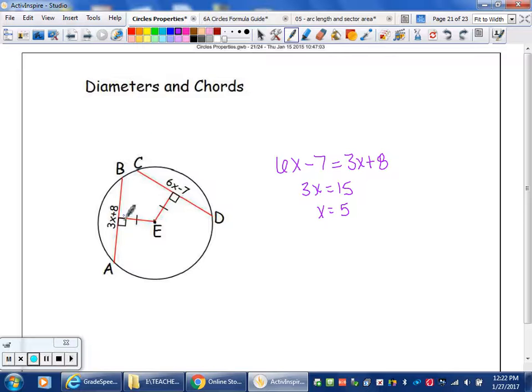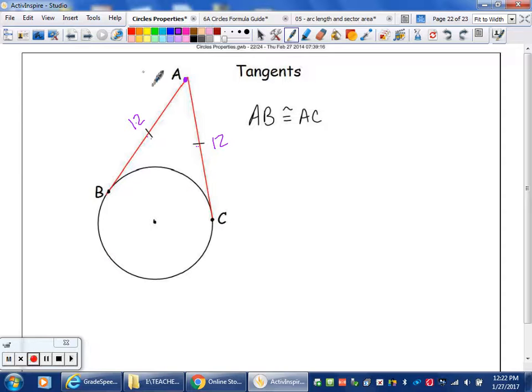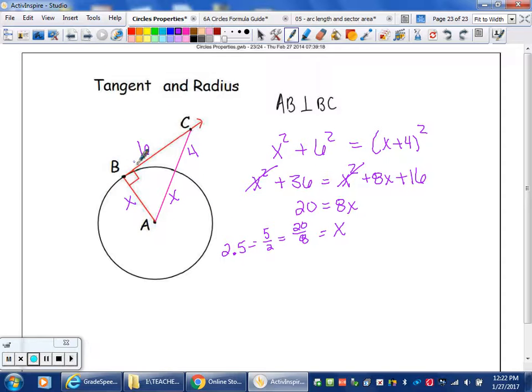Here's an example where they show you they're the same distance, so you just set them equal and solve for x. If you have two tangents that intersect outside the circle, the two segments that are formed are congruent. And finally, a tangent and the radius of a circle are always perpendicular. So for instance, in this picture, if I want you to find the radius of this circle given everything, you have to use Pythagorean theorem to solve for x.